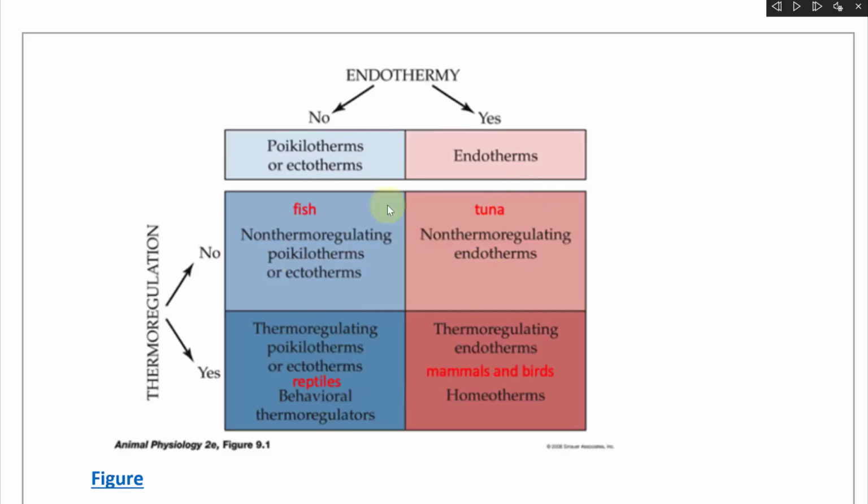And these would be basically poikilotherms over here, or a mixture over here and here. So anyways, fish in general. Here, this is thermoregulation. No, non-thermoregulating poikilotherms or ectotherms. So you have those all there.